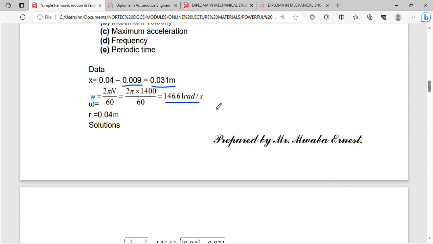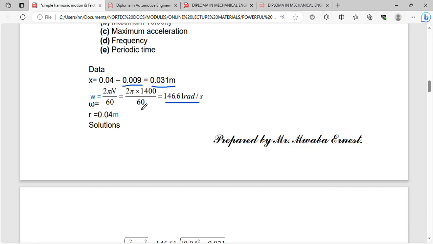Okay, so 2 pi, you multiply by which one? By 1,400. 2 pi times 1,400. Then you divide by 60. Okay, it's correct. Excellent. Thank you.